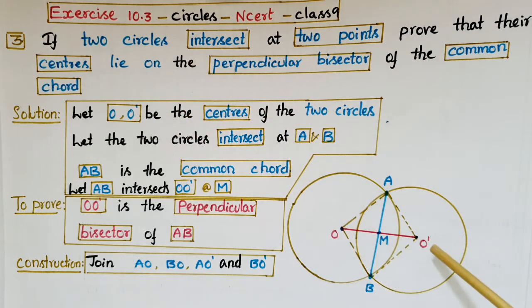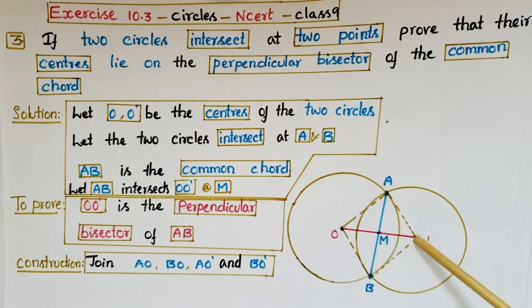So here let O and O dash be the centers of the two circles, and if you see this figure, these two circles intersect at 2 points A and B. If you join these 2 points, AB is the common chord for these two circles. If you join O and O dash, the centers of these two circles, then you will get a line here. So let AB intersect the line OO dash at M, and here we have to prove that OO dash is the perpendicular bisector of AB.